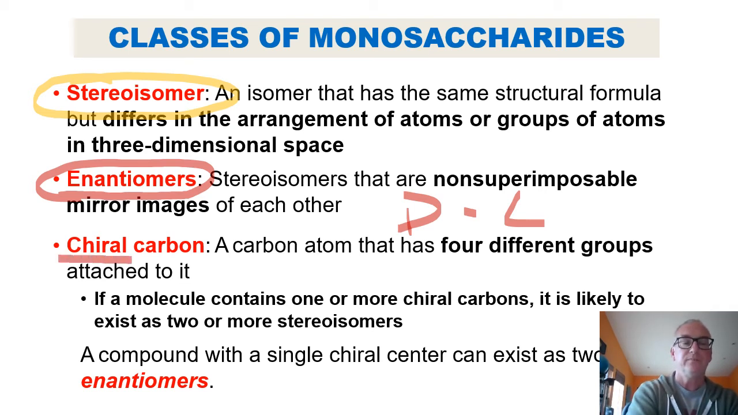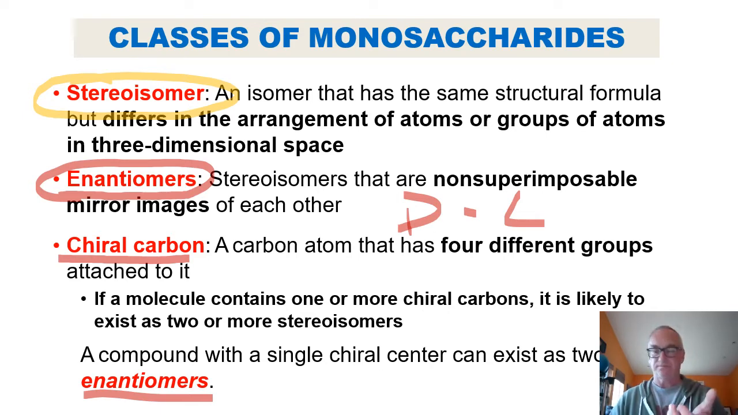And so we've been introduced to the concept of a chiral carbon. A chiral carbon just has four different groups attached to it. On these monosaccharides, we saw that there were four chiral carbons. And if there are four chiral carbons and each one of them has four different groups on it, you can see that can lead to a whole ton of different stereoisomers, not just D and L, not just the mirror images. There could be a whole lot of other ones too. So a compound with a single chiral center can exist as two different enantiomers.